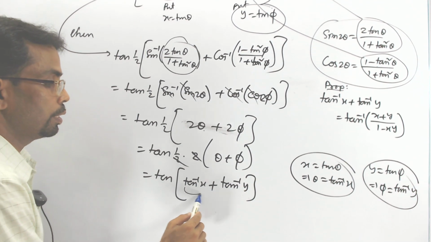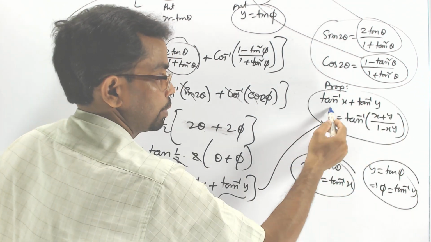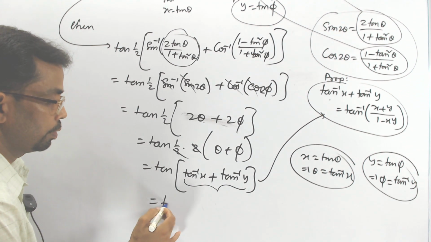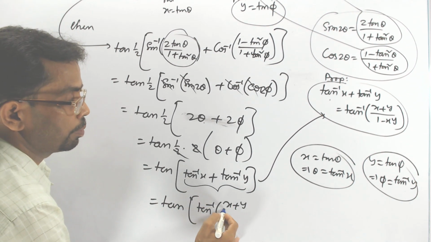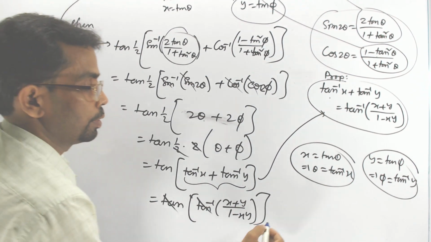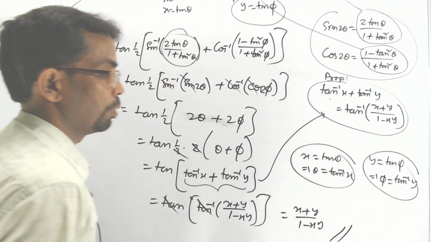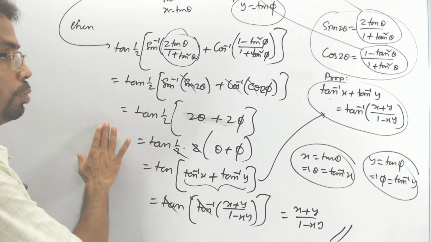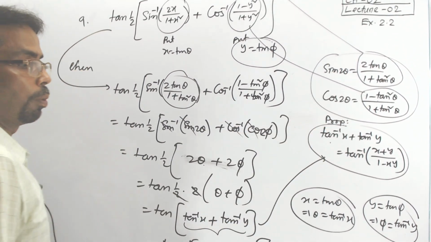Now this is the property, tan inverse x plus tan inverse y is tan inverse of x plus y by 1 minus xy, and tan inverse tan cancel. What is remaining? x plus y by 1 minus xy. This is the complete solution. So for this question you have to know these two identities and also this property.